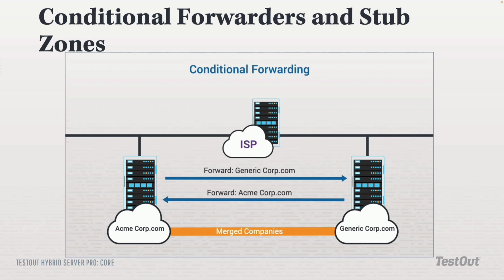Okay. So here we have our conditional forwarding. We have our Acme Corp and our generic Corp on this side. We have our internet service provider up here, and then we are sending from Acme Corp. We are forwarding that over to generic Corp, and then generic Corp is forwarding queries over to Acme Corp. So if these two were merged, they're able to now forward that traffic back and forth based on what conditions were met. So if we're looking for something that's over on Acme Corp, it makes sense for us to forward that traffic over to that DNS server in order to get what we need.